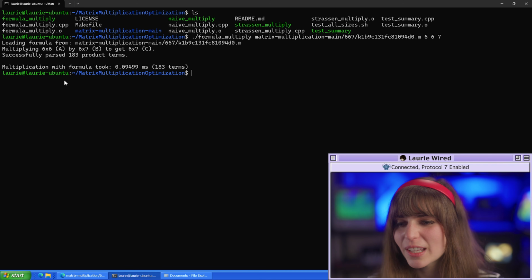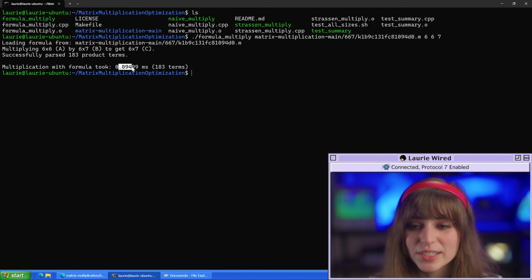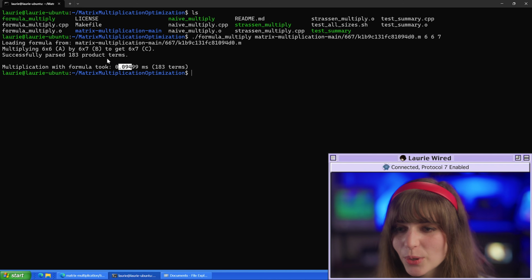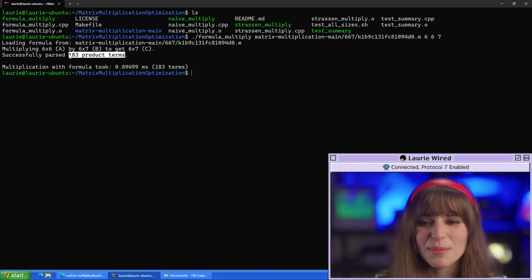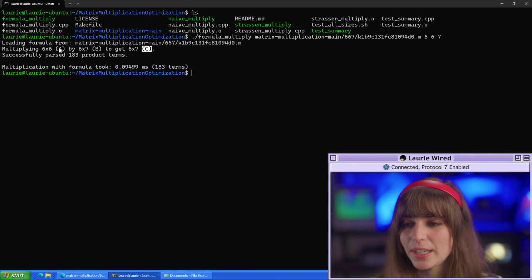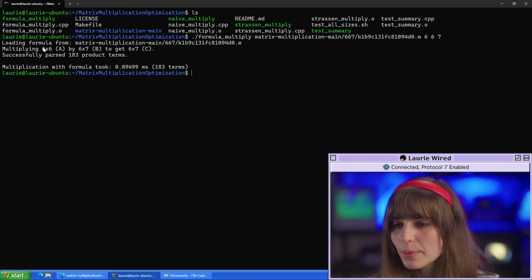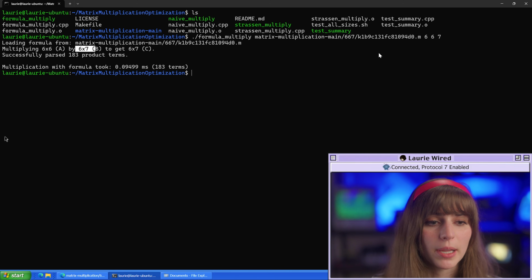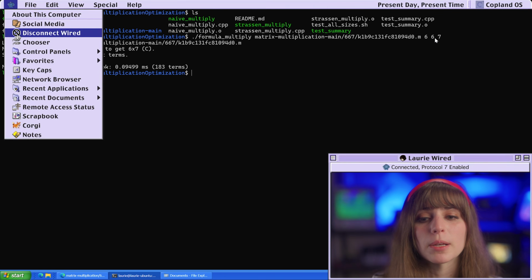Here we go. This is also giving a little bit of a benchmark. It only took 0.09 milliseconds plus a little bit more, and it did 183 product terms to compute the value of the C matrix between A and B. So you can see we have a 6x6 and a 6x7 matrix. Like I said, those n, m, and p values.